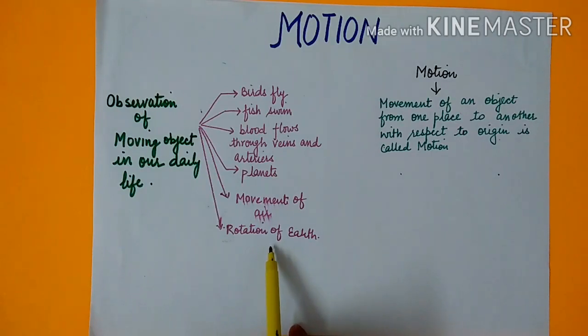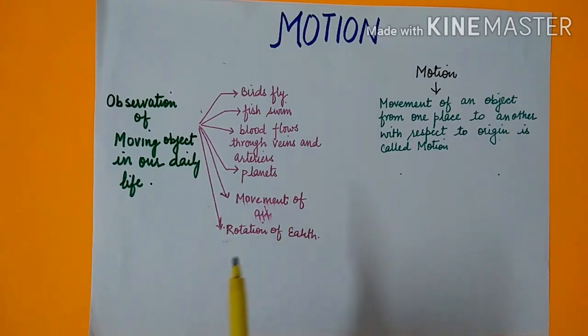How can we identify that the earth is rotating? Through indirect evidence like changing of seasons, sunrise and sunset, because the rotation of earth is responsible for all these phenomena. So we can get the idea that the earth is rotating through this indirect evidence.